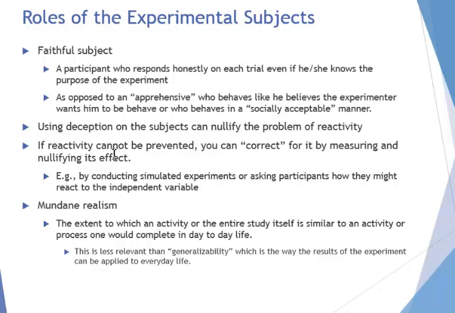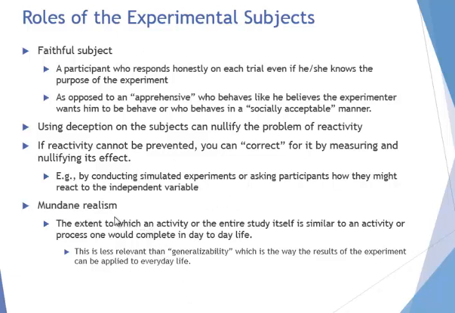If reactivity cannot be prevented, you can correct for it. That's an interesting way of doing it. You can say, okay, maybe you can establish that reactivity will cause a 20% increase in the behavior. Well, okay, so you can set the new baseline at 20% and you can see if the behavior was affected more than 20%. So you can conduct simulated experiments to see how much people react based on this desire to be socially laudable, socially acceptable.